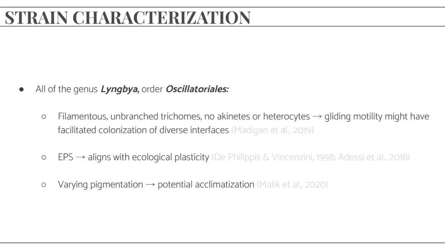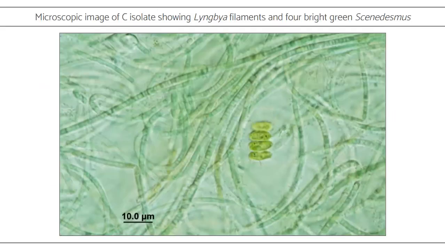To characterize these strains, I saw that all of them were from the genus Lyngbya, order Oscillatoriales, again using a microscope, because they are filamentous, they have no branches, no akinetes or heterocytes, meaning that they probably glide across surfaces. They have EPS, and their pigmentation varies a lot from dark green to pale blue-green.